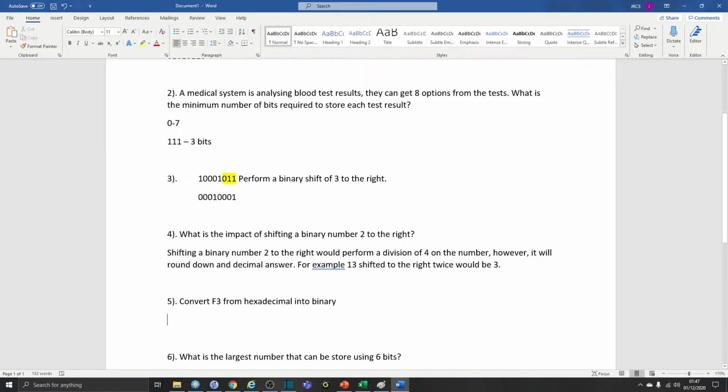Convert F3 from hexadecimal into binary. Okay, so F3, do them as 2 separate individual ones. F is 15, which is 1, 1, 1, 1. At this point, you should start to know the binary for things.